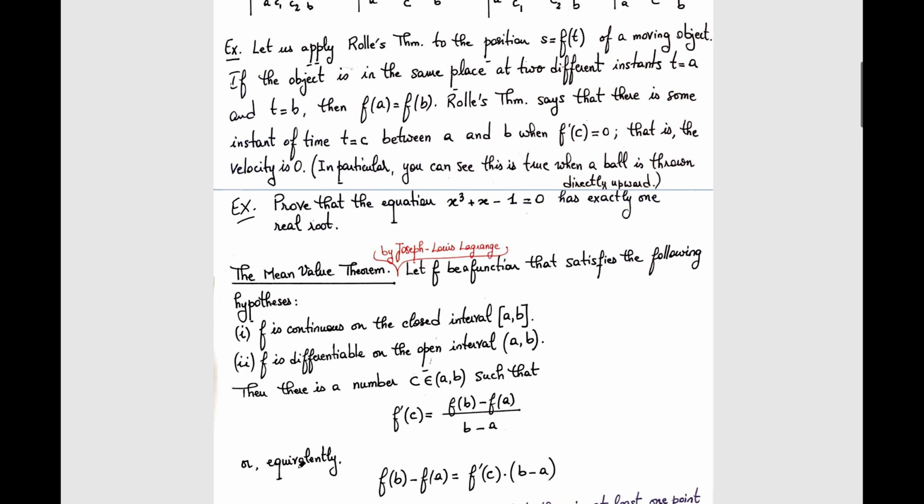Equivalently, if you multiply through by b minus a both sides, you get f of b minus f of a is equal to f prime of c times b minus a. Okay.